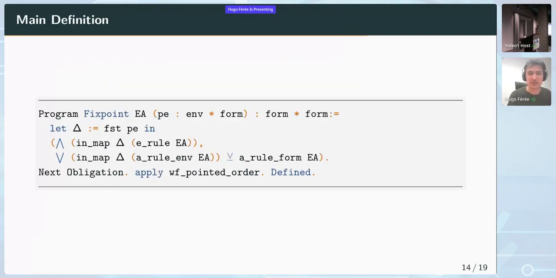So the main definition looks like this. It basically looks like the definition in the paper. E and A are defined simultaneously using a well-founded order. That's the multiset ordering. And the first one is a big conjunction. The second one is a big disjunction, which are both obtained by mapping some function, some dependent function, on the elements of delta.